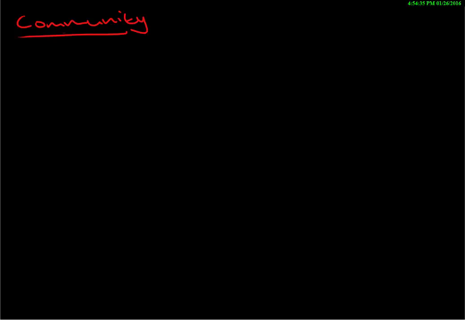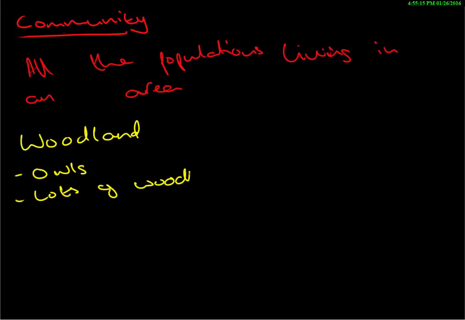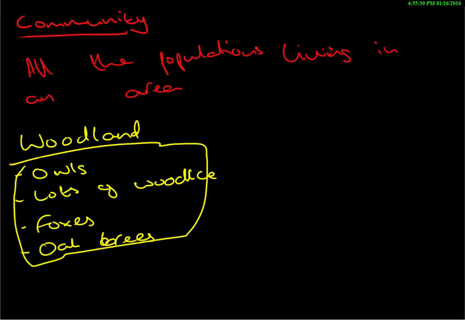And a community is all of the populations living in an area. So in an oak woodland, we would have a population of owls, we would have lots of populations of woodlice, we would have a population of foxes, and a population of oak trees, and other populations as well. But all of these populations would make up one community. So a community is all of the populations living in an area or an ecosystem.